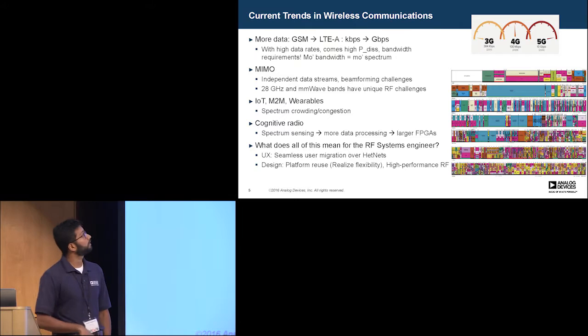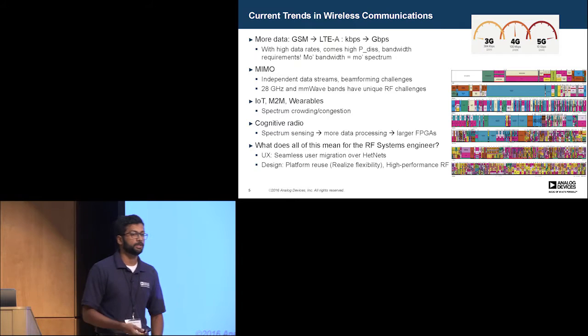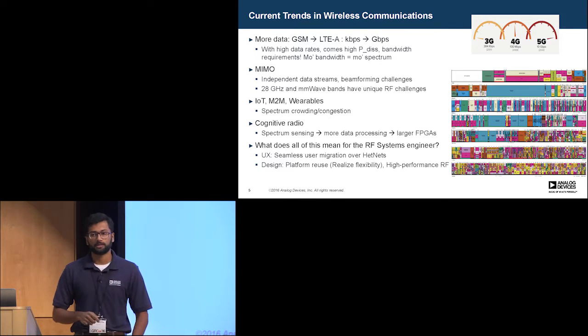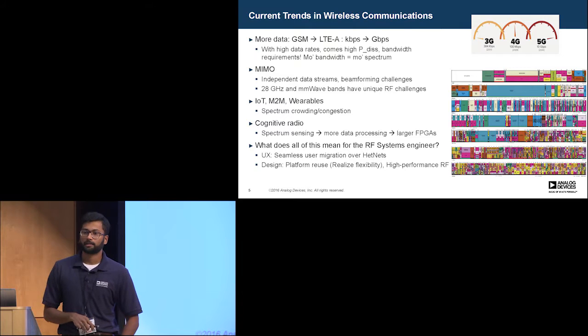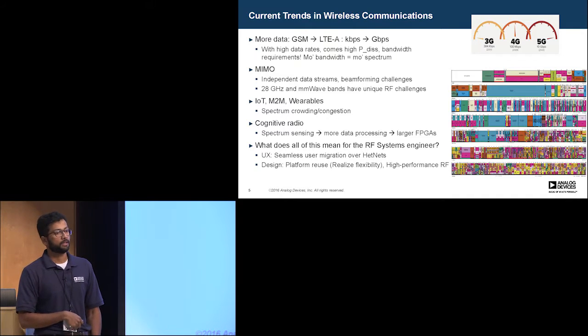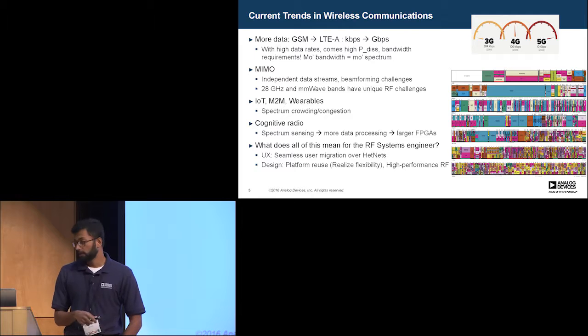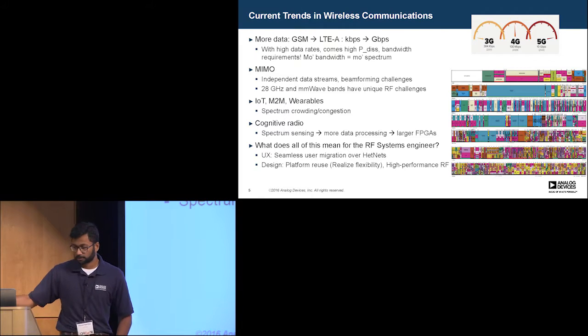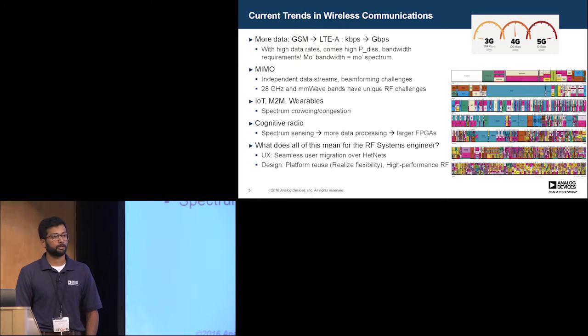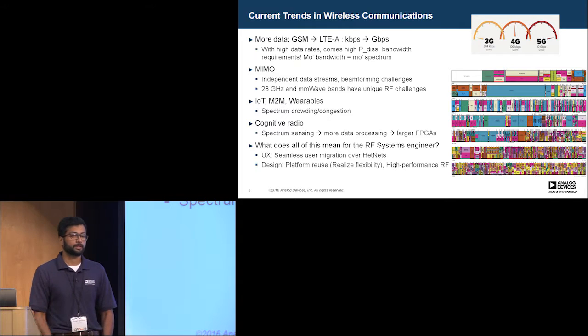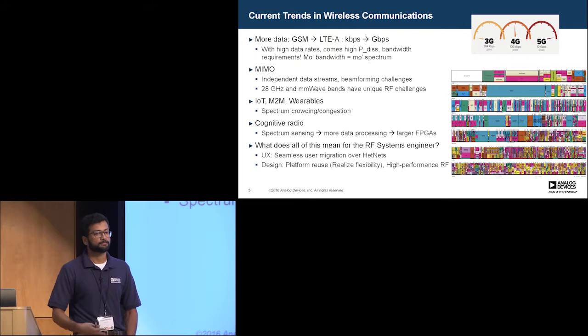Okay, with the Internet of Things, machine-to-machine communications, variables, what you end up having is a lot of spectrum congestion, and that means that you need to have some form of cognitive radio. That's where we're all logically headed, which means spectrum sensing, which also means more FPGA processing.